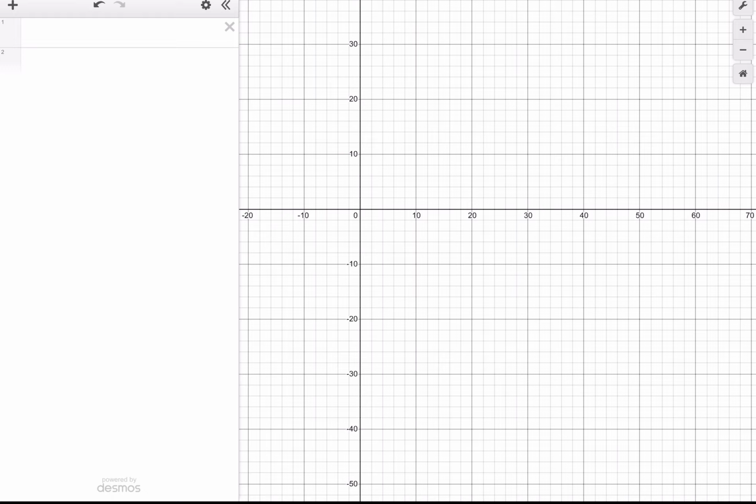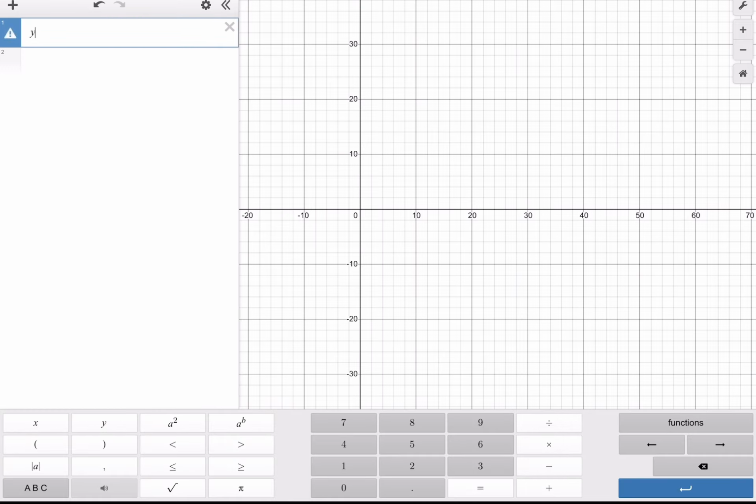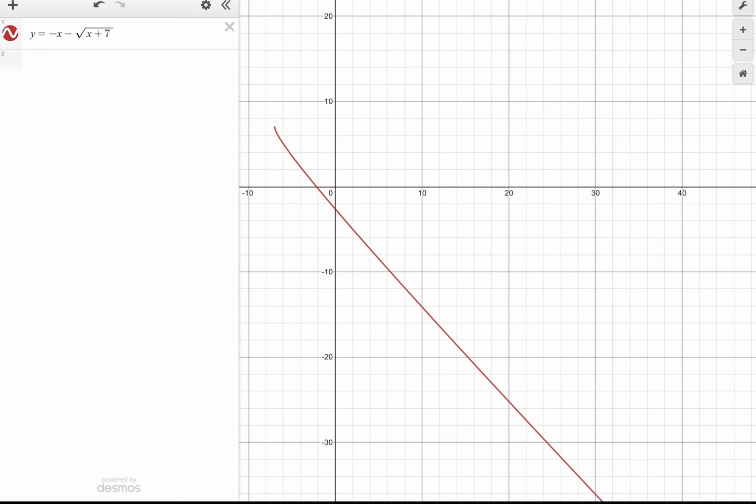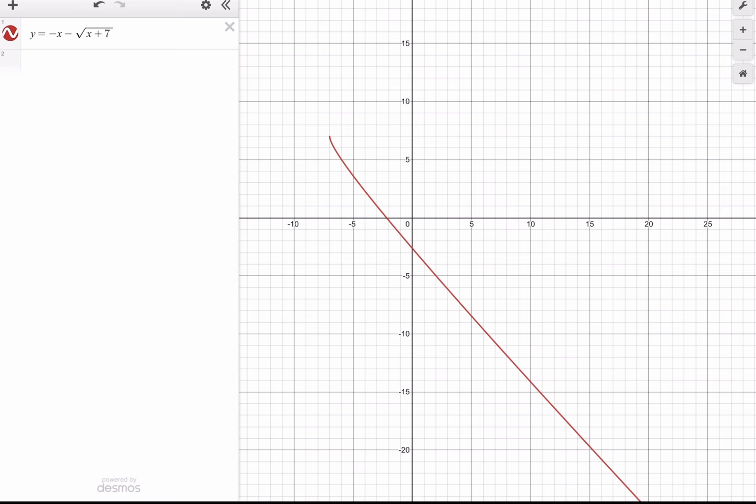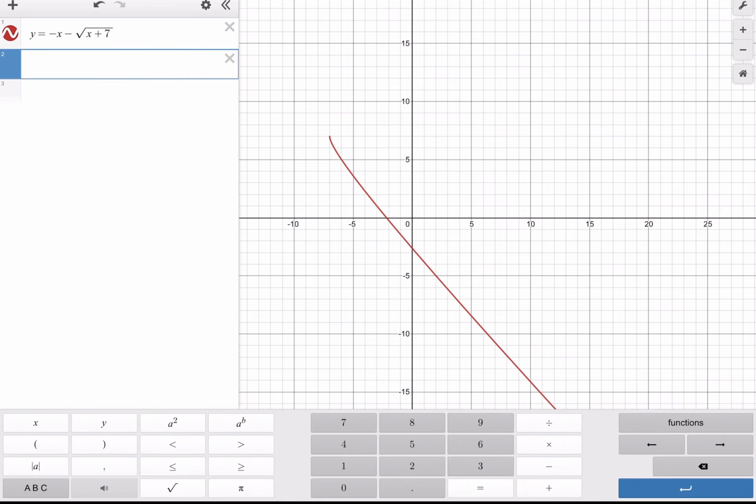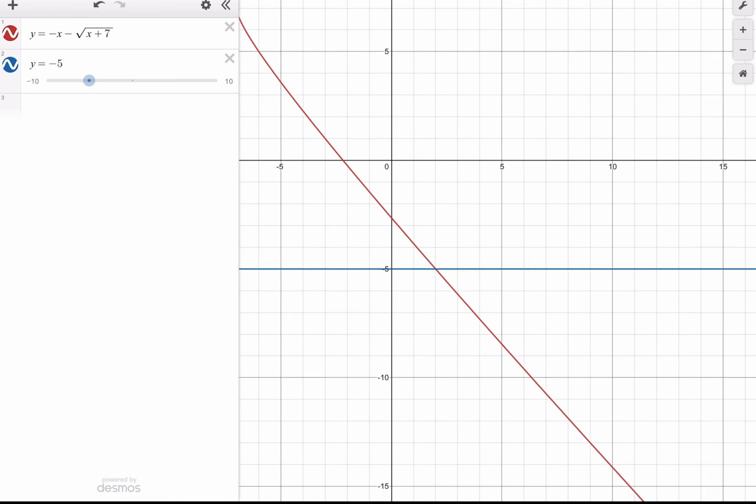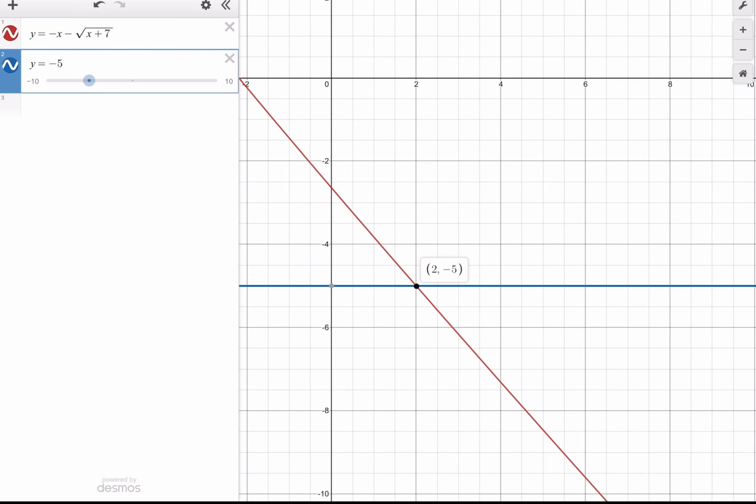So if we go over to Desmos, we're going to enter each side of the equation as one function. We're going to say y is equal to negative x minus the square root of x plus 7. It starts out curved and flattens out. It doesn't matter a whole lot what this function actually looks like. Now this red function, wherever they intersect, that's our solution for the equation. If we zoom in, at x equals 2, there is a solution at 2 and negative 5.